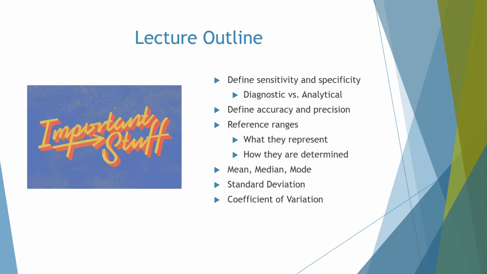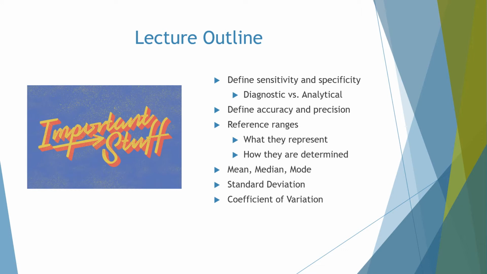So here's a quick overview of today's lecture. We are going to start by defining sensitivity and specificity, and we'll discuss diagnostic versus analytical sensitivity and specificity. Then we'll define accuracy and precision. From there, we're going to talk about reference ranges, what they represent, and how they are determined. We'll review the mean, median, and mode, and then we'll go over standard deviation and coefficient of variation.